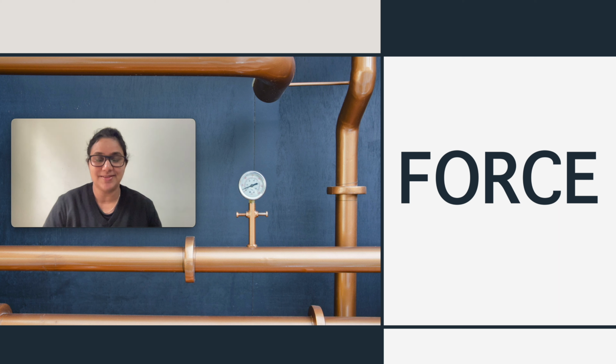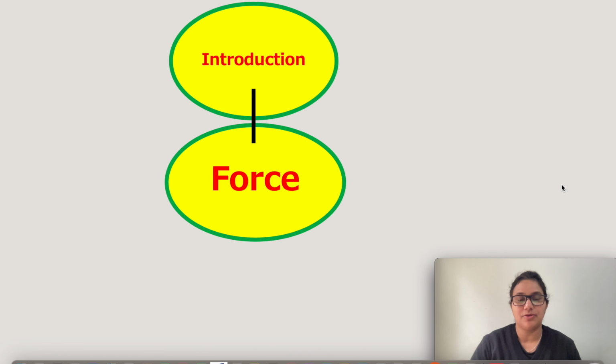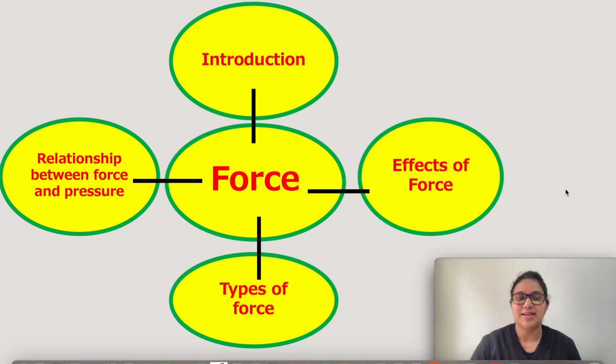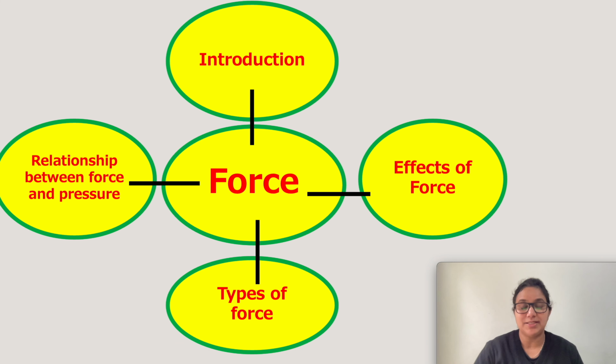So let us start. This chapter consists of introduction to forces, effects of forces, types of forces, and relationship between force and pressure. But today we will be just focusing on what are the effects of force. Before starting that, let me give a brief introduction about forces.